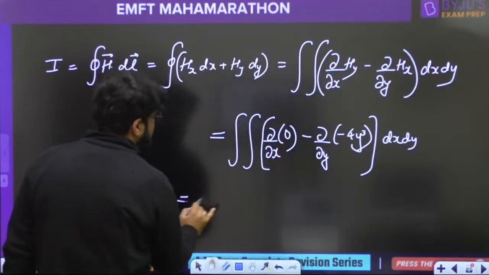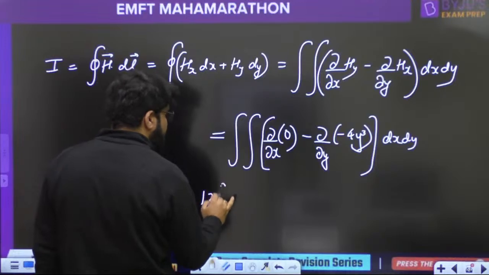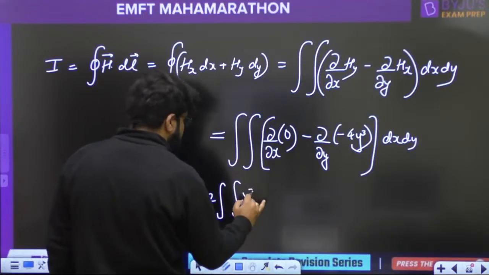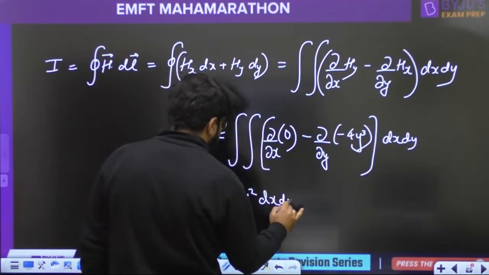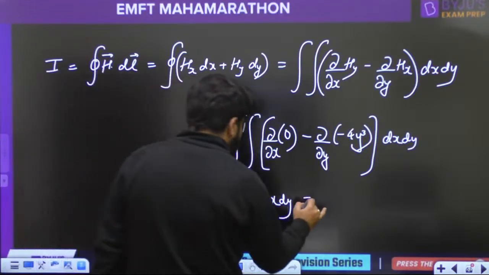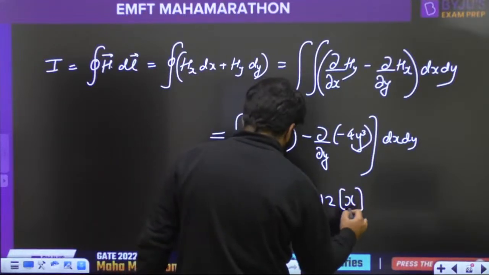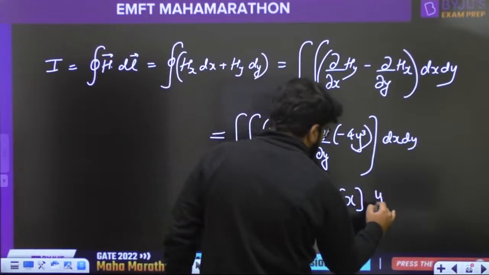Right. So how much is this? This is 0, minus getting plus, 4 3s are 12, double integral of y square dx dy. Okay, yeah, let's complete this integral. 12 dx integral is just x, variables are separable. The integral of y square is y cube by 3.